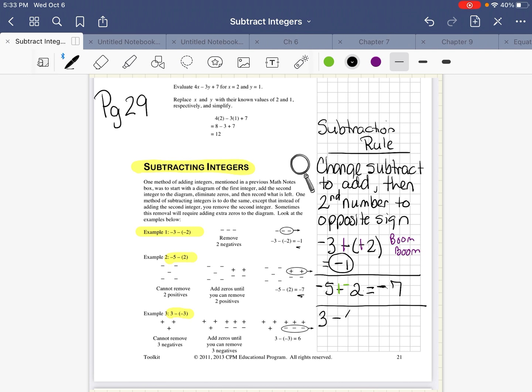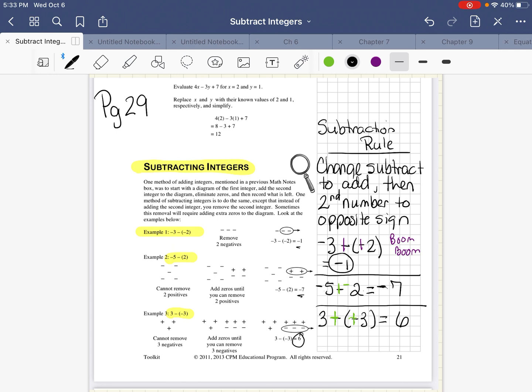Okay, last example is 3 subtract -3. So again, our rule is this. Change the subtract to add, change the second number to the opposite sign, so that becomes positive. And so now that is 3 plus 3, and 3 plus 3 is 6. And there's the 6, right? So you can look at the tile models.